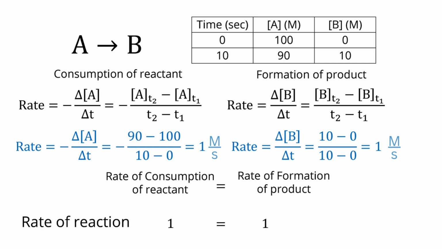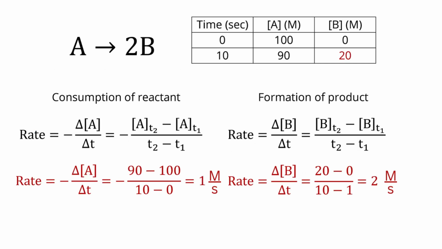But what if it's not 1-to-1? Like the source mentions A → 2B. Good example. Now think about it. For every one molecule of A that reacts, you get 2 molecules of B. Exactly. So if A's concentration drops by 10 M in 10 seconds, its rate of disappearance is still 1 M per second. Then B's concentration must go up by 20 M in that same time. You got it. So B's rate of formation is 2 M per second, twice as fast as A is disappearing. So the rate depends on which chemical you're actually measuring. That seems messy. It would be, yeah.